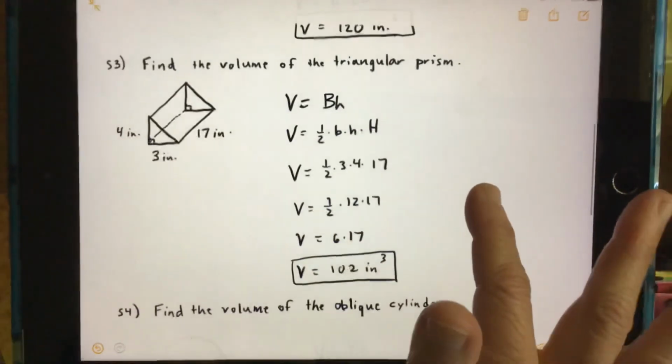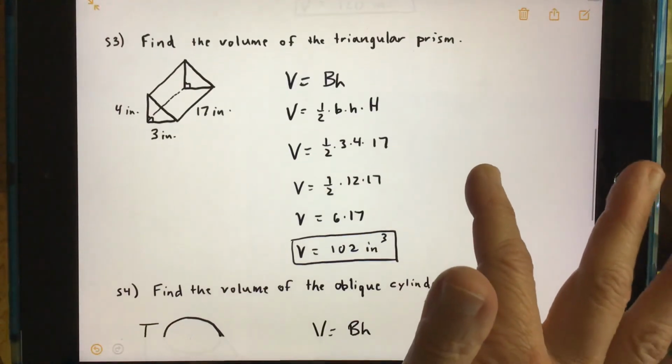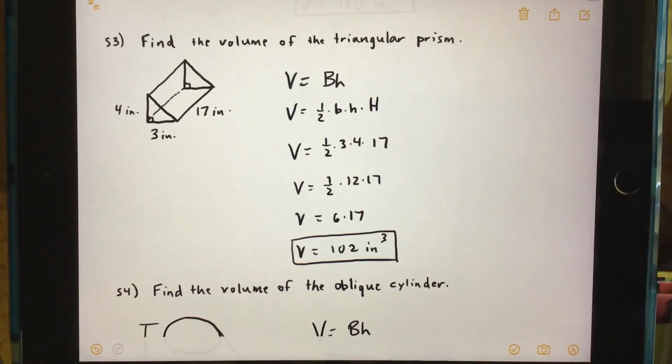Sample 3, find the volume of the triangular prism. Same formula. Volume is the area of the base times the height. The triangles that are the bases on this triangular prism happen to be right triangles, so we can use the legs of that right triangle for the base and the height. So volume is equal to 1/2 times base times little h, that's the height of the triangle, times big H, that is the distance between the bases.